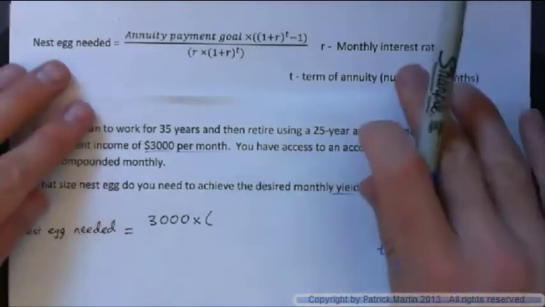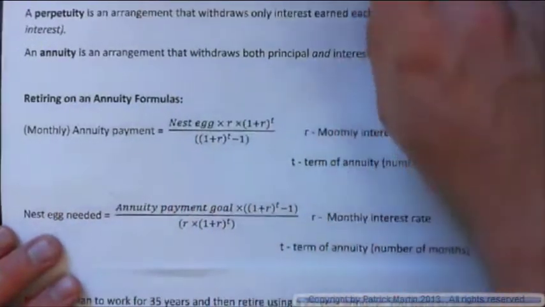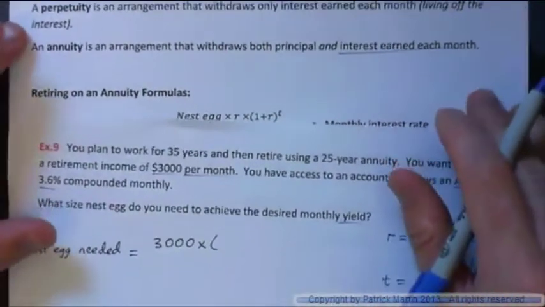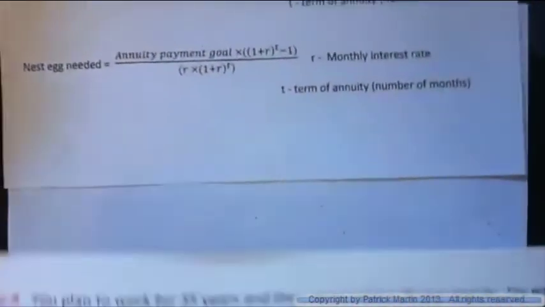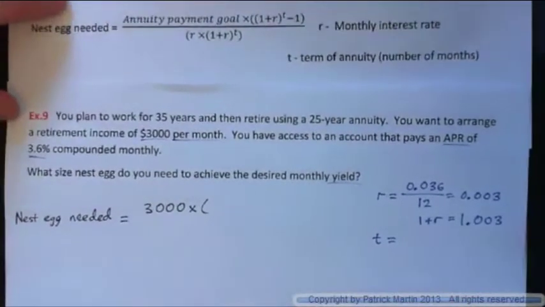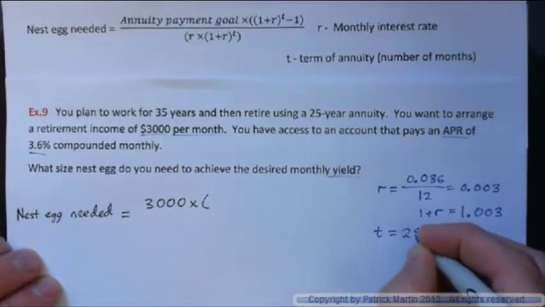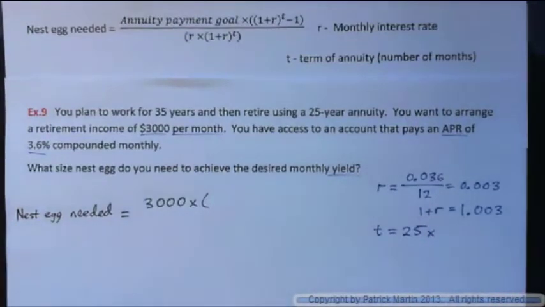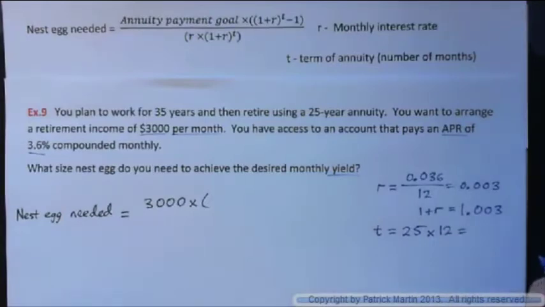An annuity, once again, is an arrangement that withdraws both principal and interest, and the interest earned each month. So the annuity means the retirement scheme. The term of the annuity means how long you're going to be retired for. So how long are you going to be retired for? Well, 25 years, but how many months is that? Because we're always calculating in months. 25 times 12, which is 300. So T equals 300.